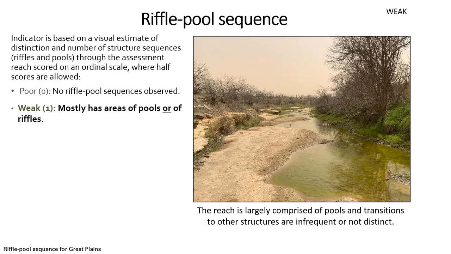There's no structural definition apparent anywhere within this reach. A weak score occurs when it's very difficult to distinguish between the bedforms and/or the reach is dominated by one structure. This photo shows a stream dominated by pools with a couple of transitions between them that are not very distinct or well developed as separate bedforms.